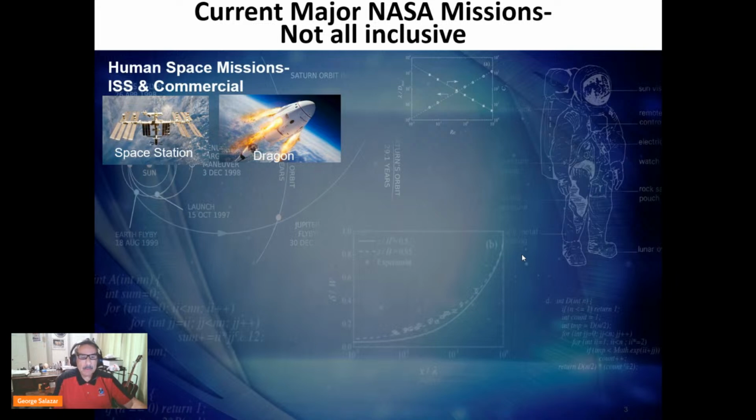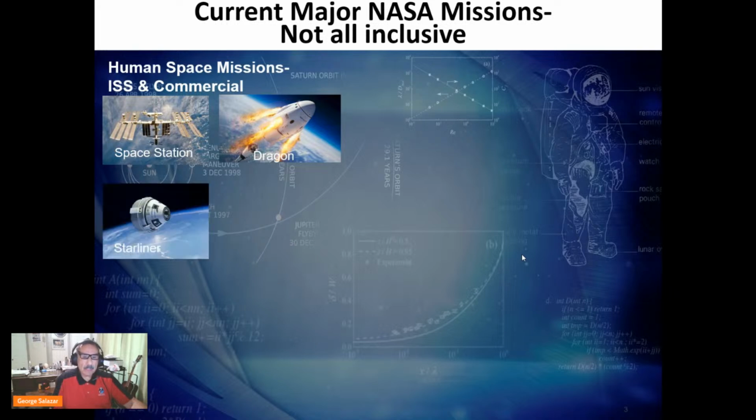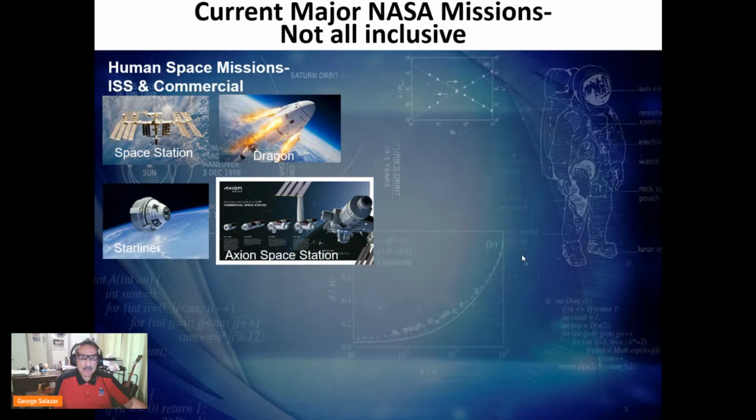The Dragon system, I didn't mention this, but I also worked commercial crew with SpaceX in development of the displays for the Dragon system. Starliner, right now it's on station, and they're having a few problems with thrusters. But I also worked the human interfaces for the Starliner. Axiom is a commercial company that's currently working with NASA to develop the commercial replacement, if you will, of a space station after we retire our space station.